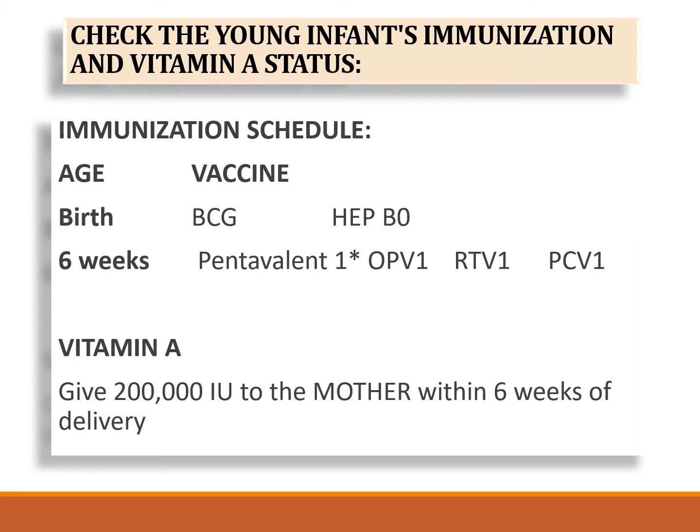So this is your immunization schedule. At birth, you can give your BCG and your first Hep B. At 6 weeks, you can give your pentavalent plus OPV, your rotavirus 1, and your pneumococcal conjugate vaccine first dose. Then you can give vitamin A, 200,000 units, to the mother within 6 weeks of delivery. So this is given to the mother within 6 weeks of delivery.